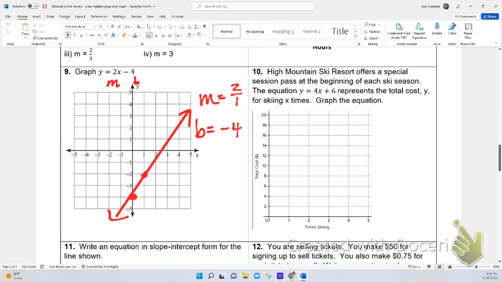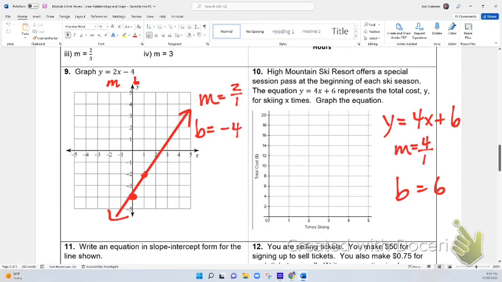For number 10, High Mountain Ski Resort offers a special session pass at the beginning of each ski season. The equation y equals 4x plus 6 represents a total cost, also known as y, for skiing x number of times. So they want us to draw the equation. So once again, I'm going to use y equals the 4x plus the 6. The 4 is my slope, so that's my rise over run. So I'm going to put 4 over 1 because there's an imaginary 1 underneath it. And then your b is your starting point, and in this case, your starting point or your initial value is simply a 6.